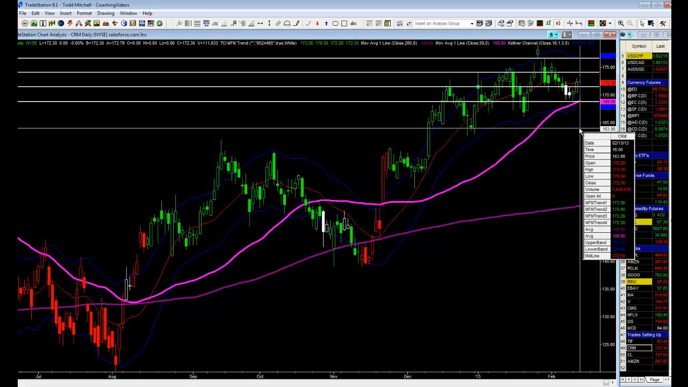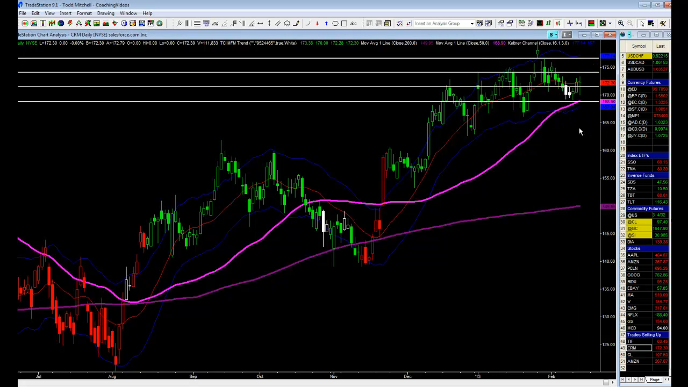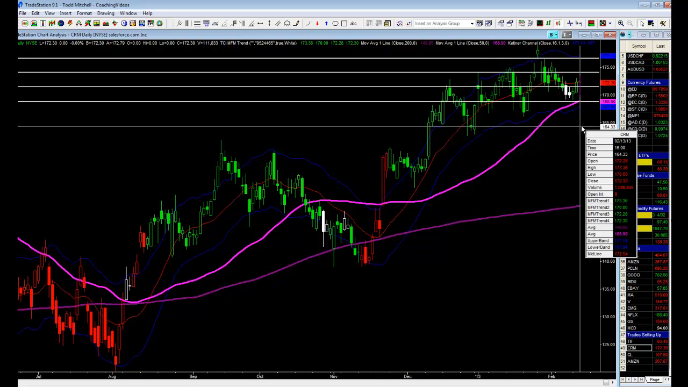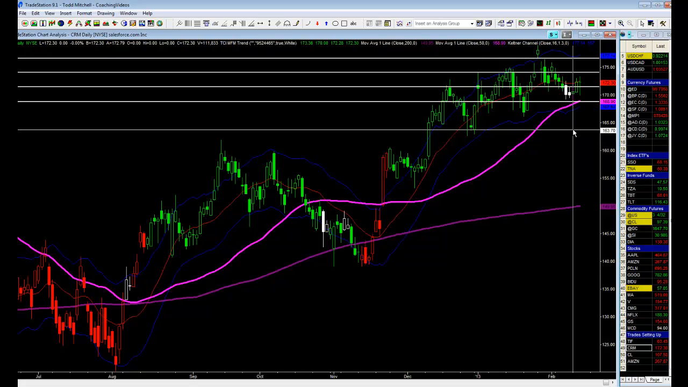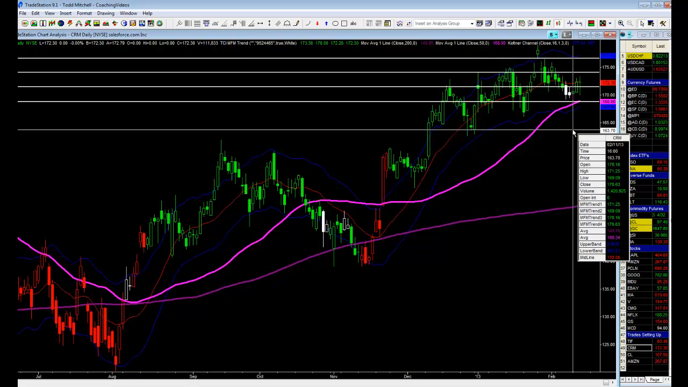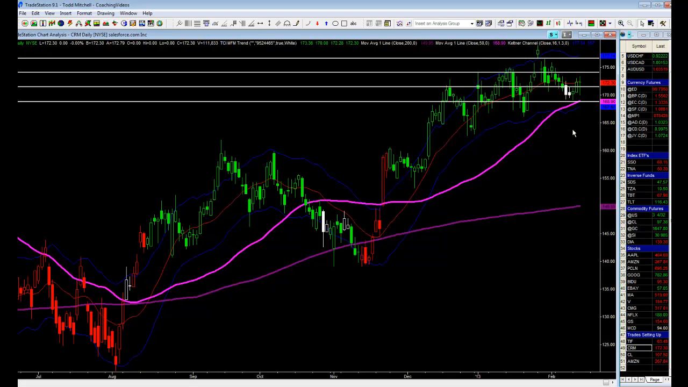Yesterday's high hit 173.36, created an outside bar, an engulfing pattern, took out the high of the prior bar and the low of the prior bar, closing in the top third. Since we've got that engulfing pattern, I'm going to move up that initial stop, which was sitting at 168.89, 20 cents below the low of February 11th, which was 169.09.